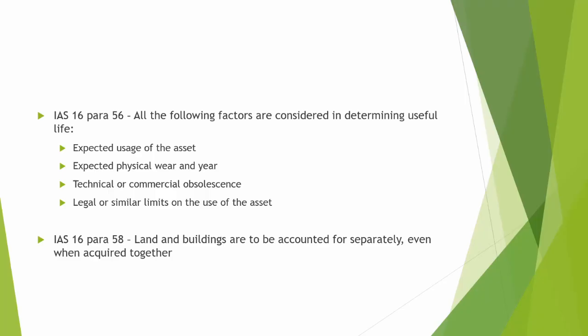Importantly, land and buildings are to be accounted for separately, even if they're acquired together. So if you purchase a house on a stand of land, you pay one amount for that property. However, the land is a separate component and the buildings are a separate component, so they need to be accounted for separately. This is clarified in paragraph 58 of IAS 16.